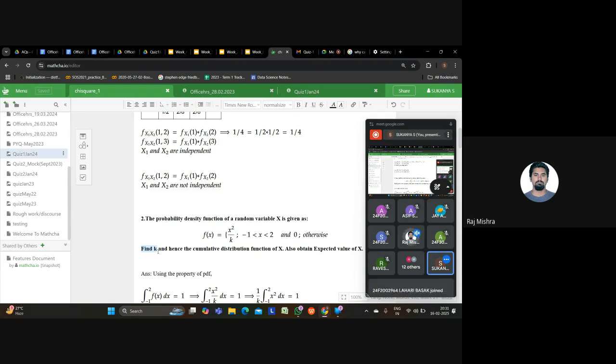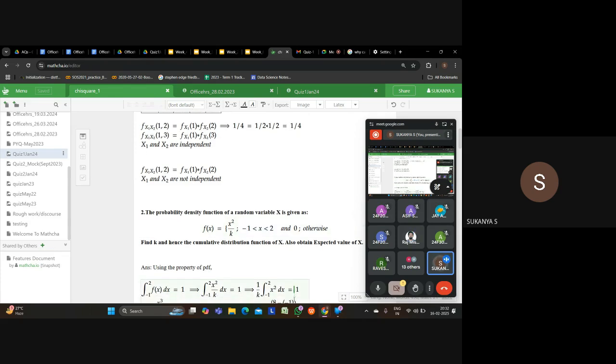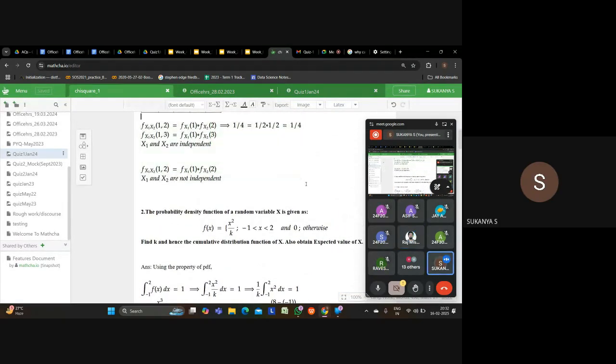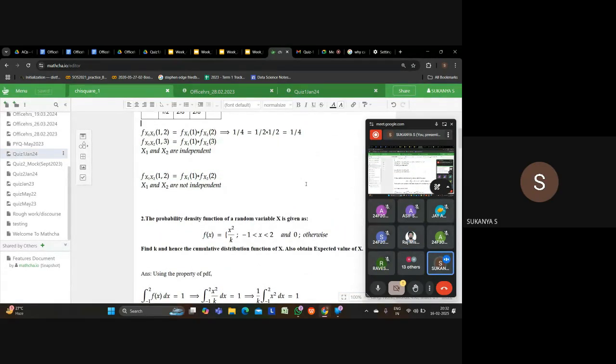By integrating it in the range, putting it equal to 1. Yeah, integrating it in the range of the random variable, that is minus 1 to 2, and equating it to 1, we could get the value of k. Okay, can you guys solve? Can you guys solve?